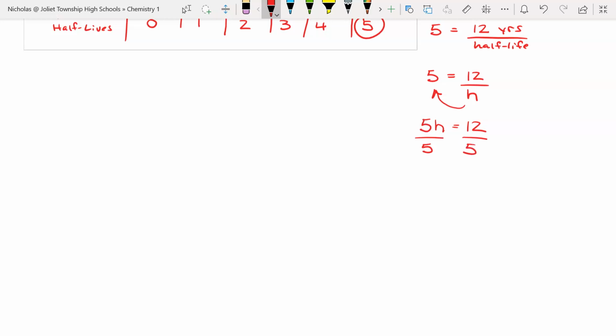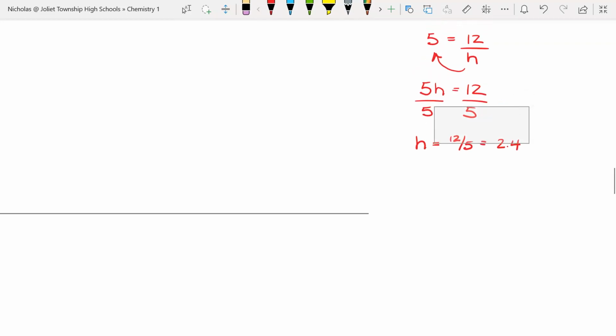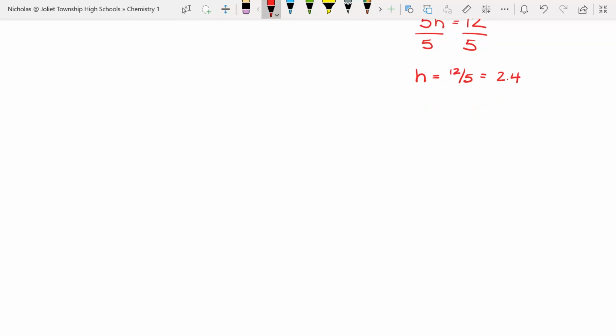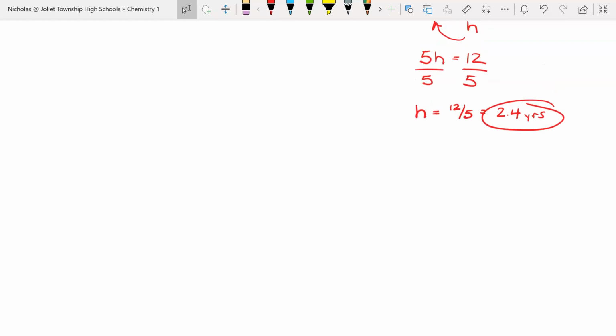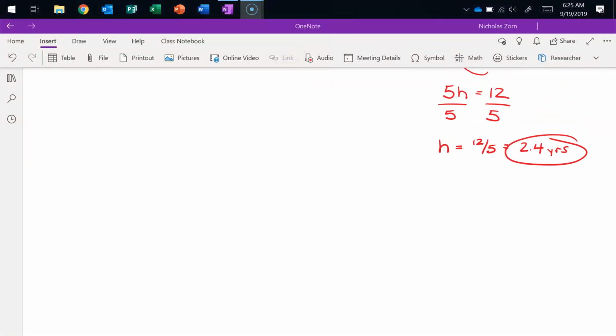So in this case, H would be equal to 12 over 5, or just 2.4. And since our time passed was given in years, this will also be in years. And that is how to solve all of the problems on the half-life worksheet.